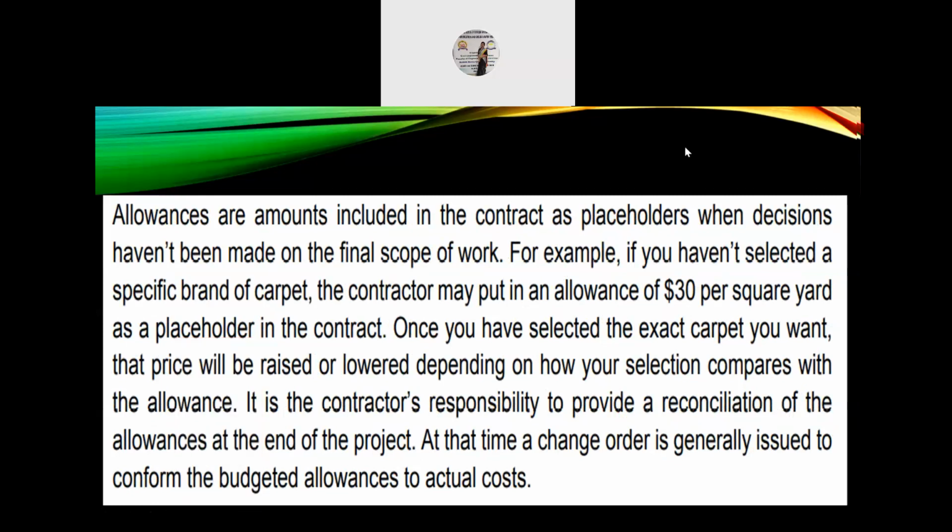Allowances. Allowances are amounts included in the contract as placeholders when decisions haven't been made on the final scope of work. For example, if we haven't selected a specific brand of carpet, the contractor may put in an allowance of $30 per square yard as a placeholder in the contract. Once we have selected the exact carpet we want, that price will be raised or lowered depending on how the selection compares with the allowance. It is the contractor's responsibility to provide a reconciliation of the allowances at the end of the project. At that time, a change order is generally issued to reconcile the budgeted allowances to actual cost.